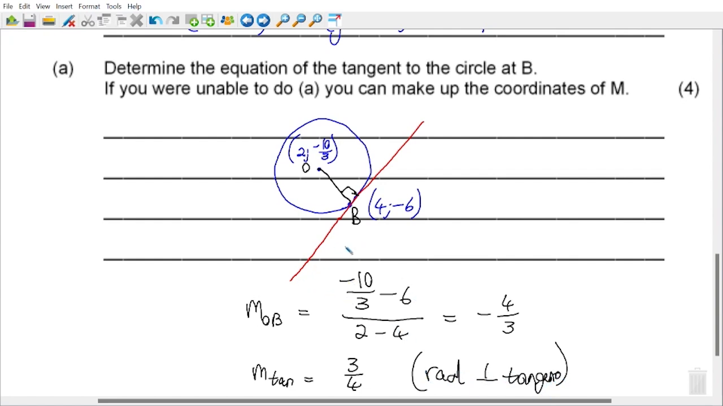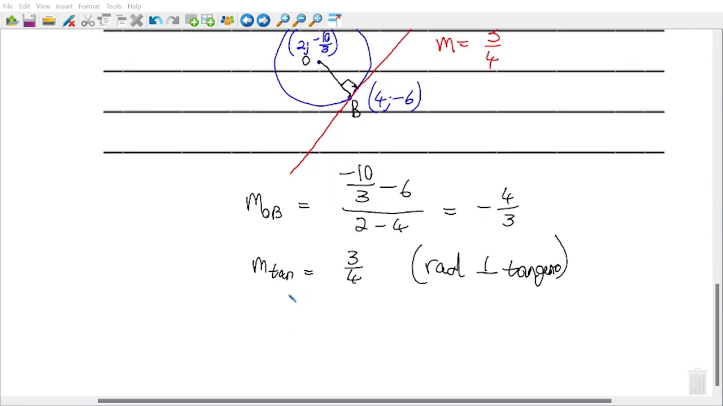So now I have the gradient. I have the gradient of this red tangent line as 3/4. Notice it's a positive gradient. It's going uphill. And the last thing I'm going to do, this time I'll use y equals mx plus c. All right, so y equals mx plus c. And I'm going to put in the gradient, which is 3/4. I'm going to put in the x value, which is 4, plus c, and I'm going to put in the y value, which is minus 6. So what I've done is I've substituted this point B into this equation. The only thing I don't know now is c.